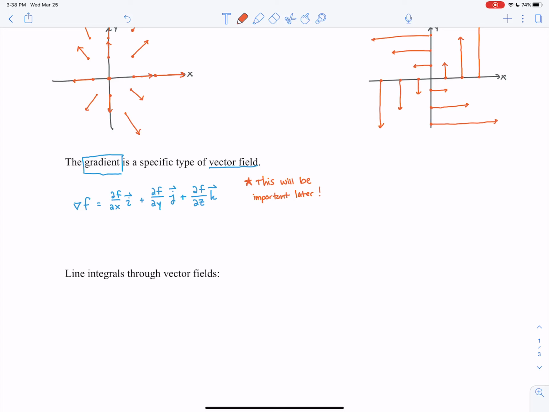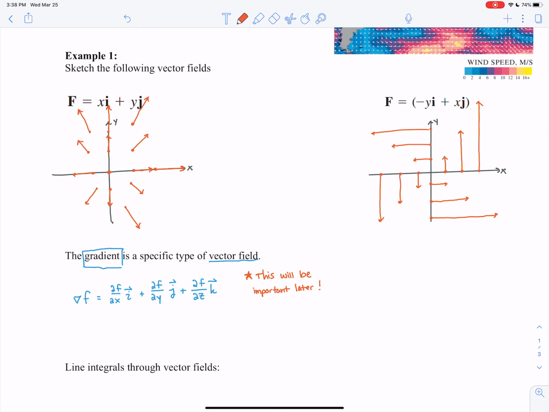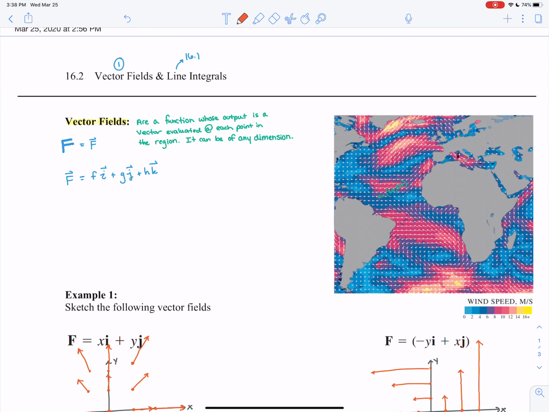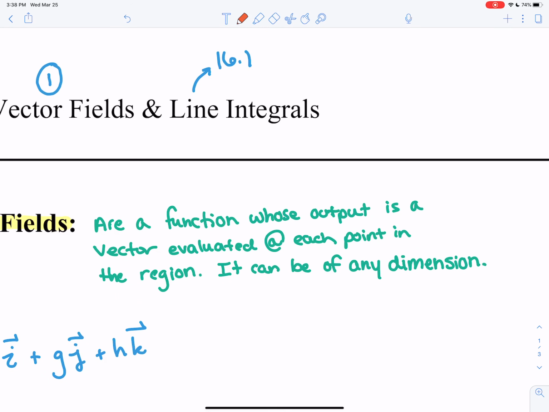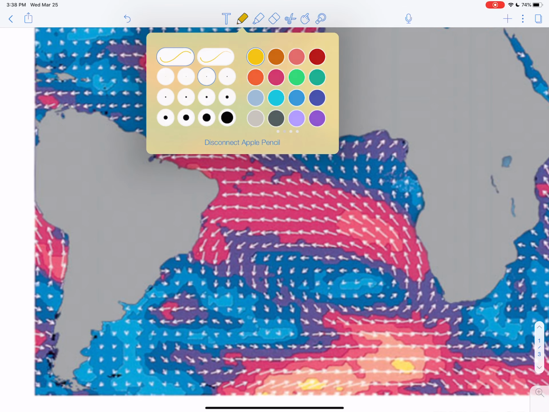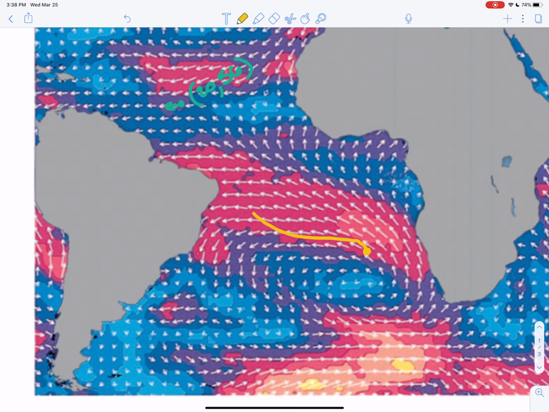The reason we're introducing vector fields is because we can do line integrals through them. In 16.1, we talked about line integrals of functions, where you would integrate a function along a curved path C. Now, if this is your vector field, you can have a curved path C. Maybe it represents the path that a boat took through the Atlantic Ocean. The interpretation of a line integral through a vector field is how much of the vector field is acting in the direction of travel, so in the direction of your curve.